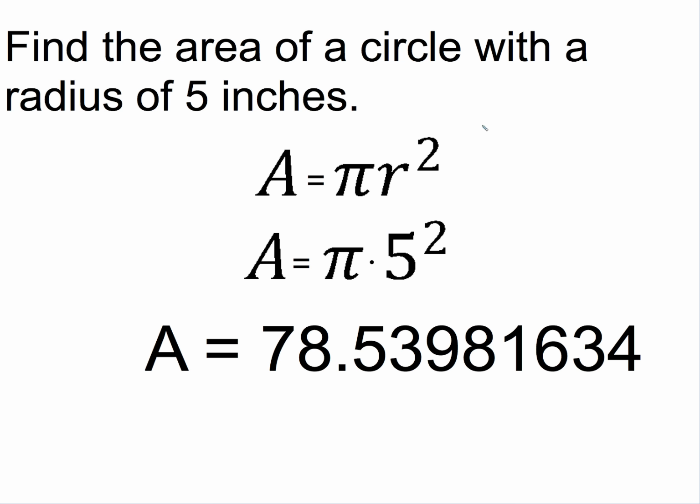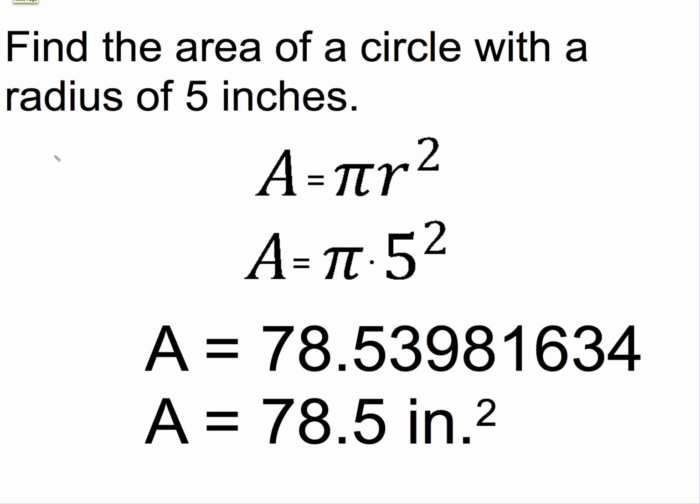78.5398164. It does not tell me where to round, so let's say I decide to round to the tenths place, which is one spot after the decimal. I would want to look at that 3. The 3 tells the 5 to stay the same, so that would be 78.5 inches squared.